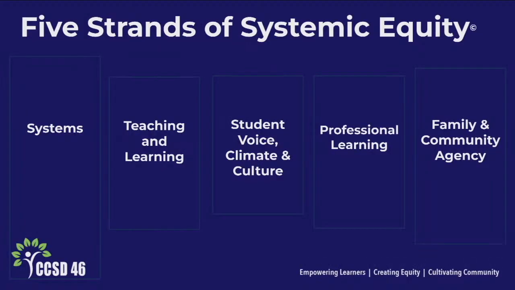So, as I shared, we have those 5 strands, and those 5 strands are really looking at systemic equity. What you'll hear for each of these strands is the objectives, and we'll talk a little bit about what the monitoring looks like. So the first is systems. The second we'll talk about is teaching and learning. The third is student voice, climate and culture, then professional learning, and then family and community agency.